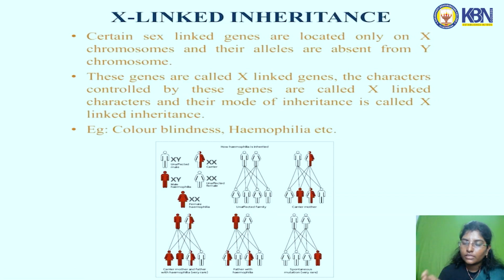We can observe that X is present in both the father and mother. They both have an X chromosome. So mothers can be carriers and pass their disorder to the offspring, or they may be affected. Fathers can also transfer their genes.